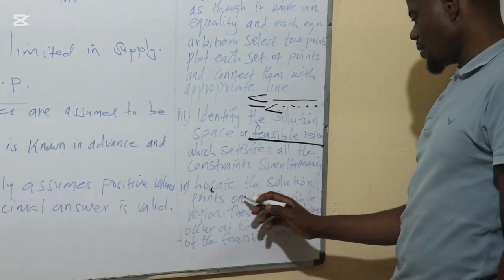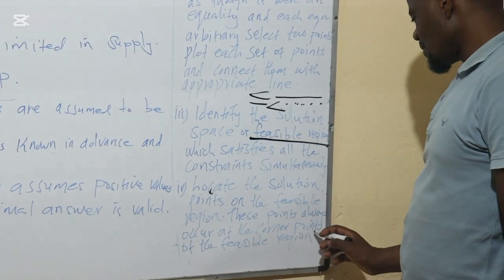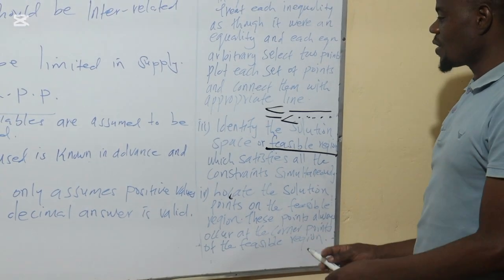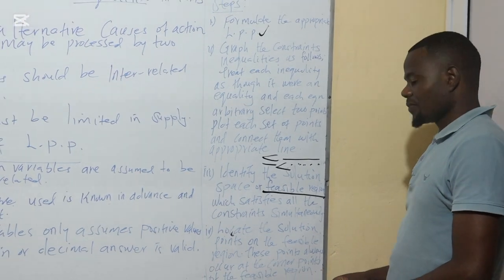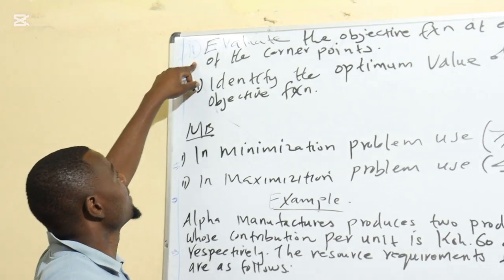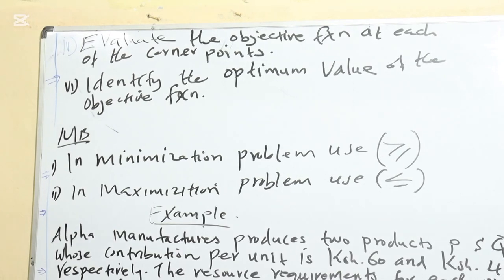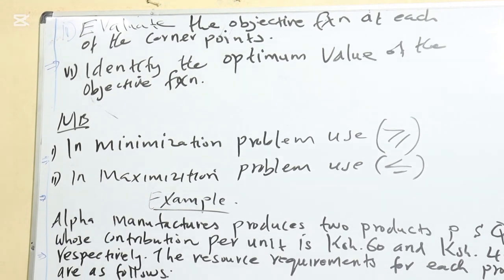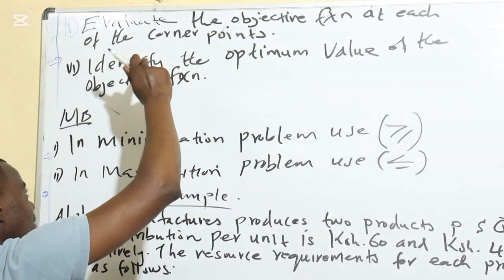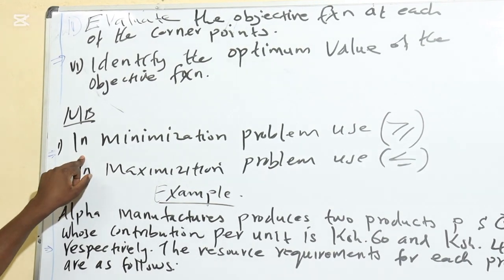Then locate the solution points on the feasible region. These points always occur at the corner points of the feasible region. So these are the points that we are going to use to evaluate our objective function. Now the fifth step, you have to evaluate the objective function at each of the corner points. Then identify the optimum value of the objective function. Now I have a note below here which is very important.